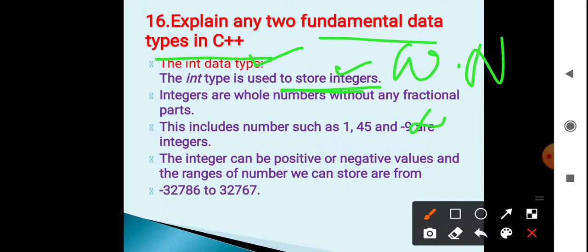So no decimal numbers. Decimal number in the sense what? The point will not be there. It can be a positive number or a negative number also. So what is its range? Its range is minus 32768 to plus 32767. This is the range for integer data types.